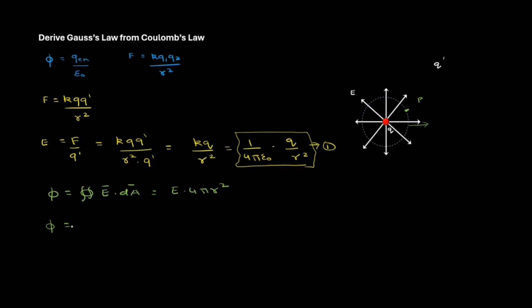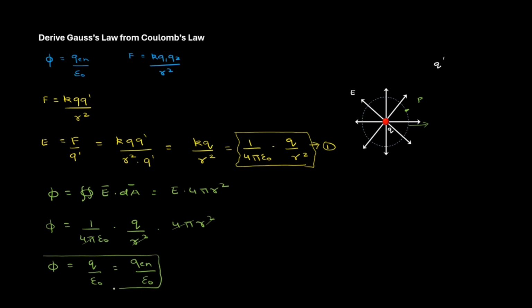So phi will be equal to, we can substitute for E from equation 1. E is 1 over 4 pi epsilon naught into Q over R squared times 4 pi R squared. Now we can cancel off 4 pi and 4 pi, R squared and R squared, and you are left with phi equals Q over epsilon naught, where Q is the charge enclosed by the Gaussian surface. So we can rewrite this as charge enclosed over epsilon naught. This is nothing but Gauss's law. So we used Coulomb's law to arrive at Gauss's law.